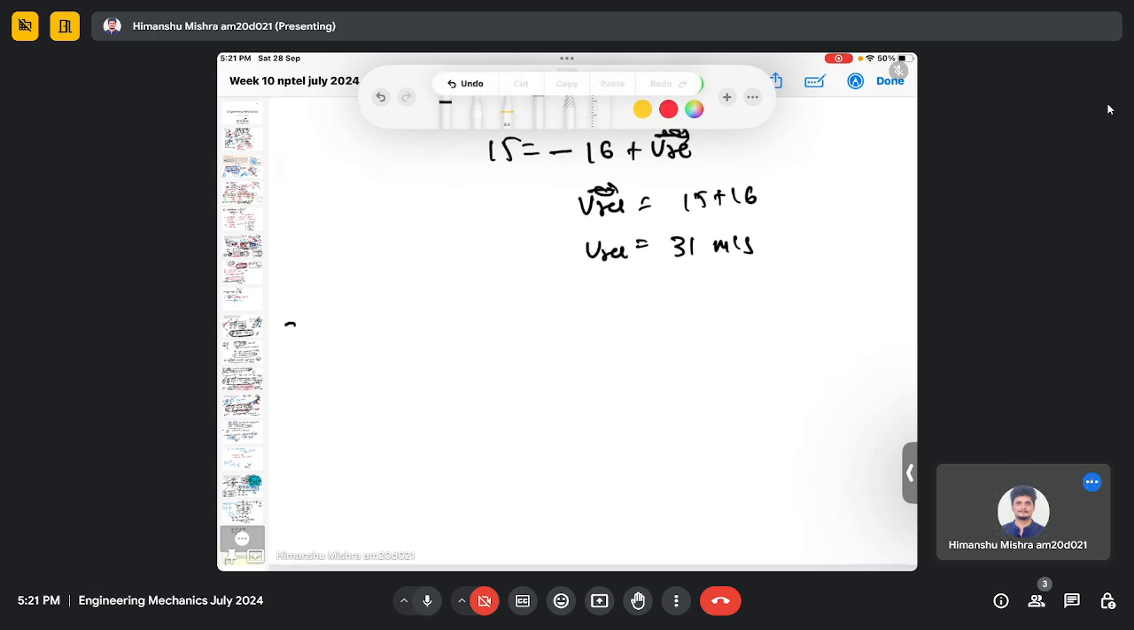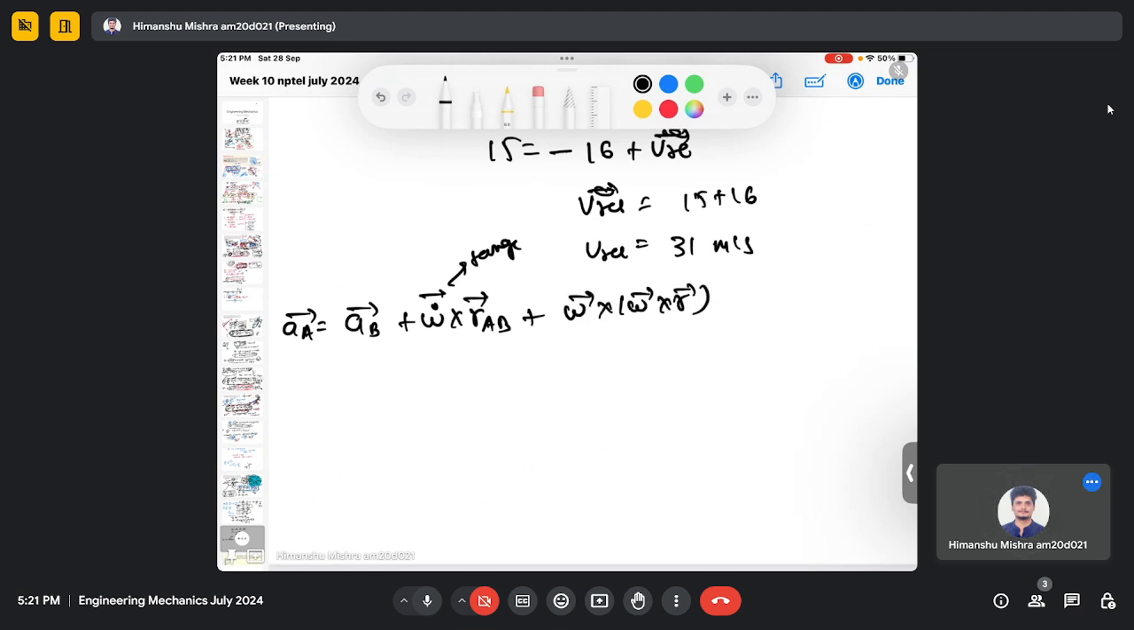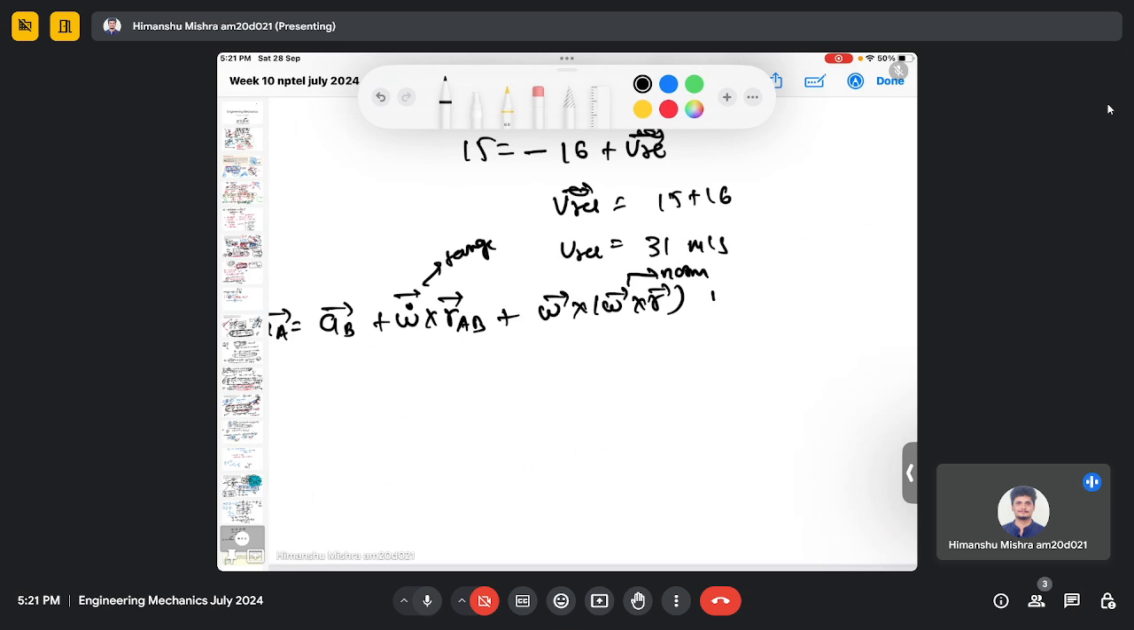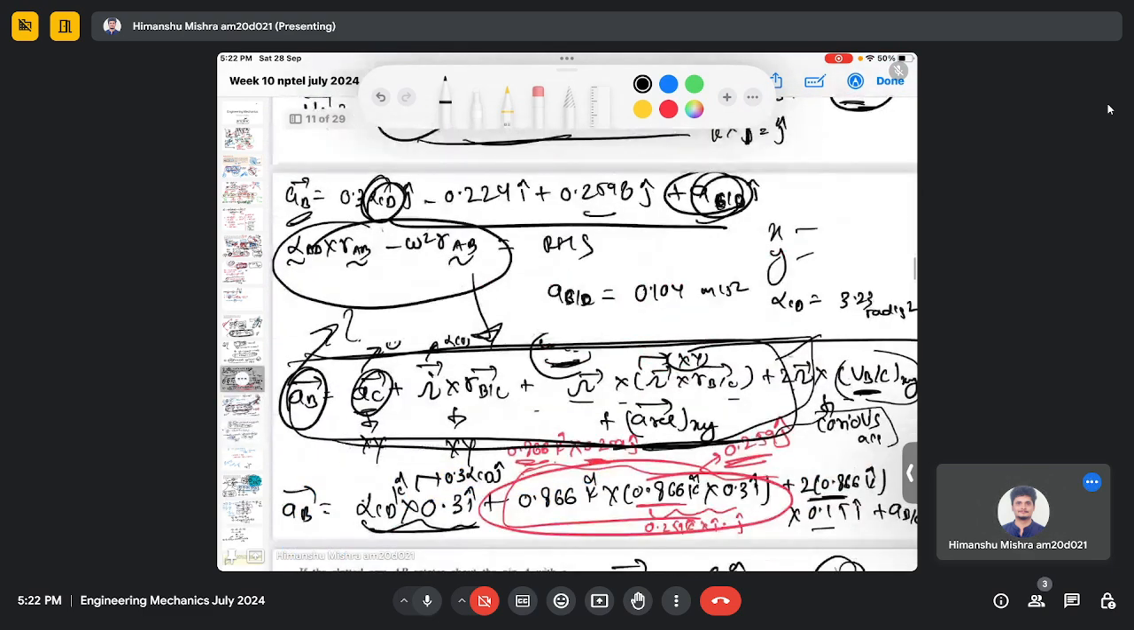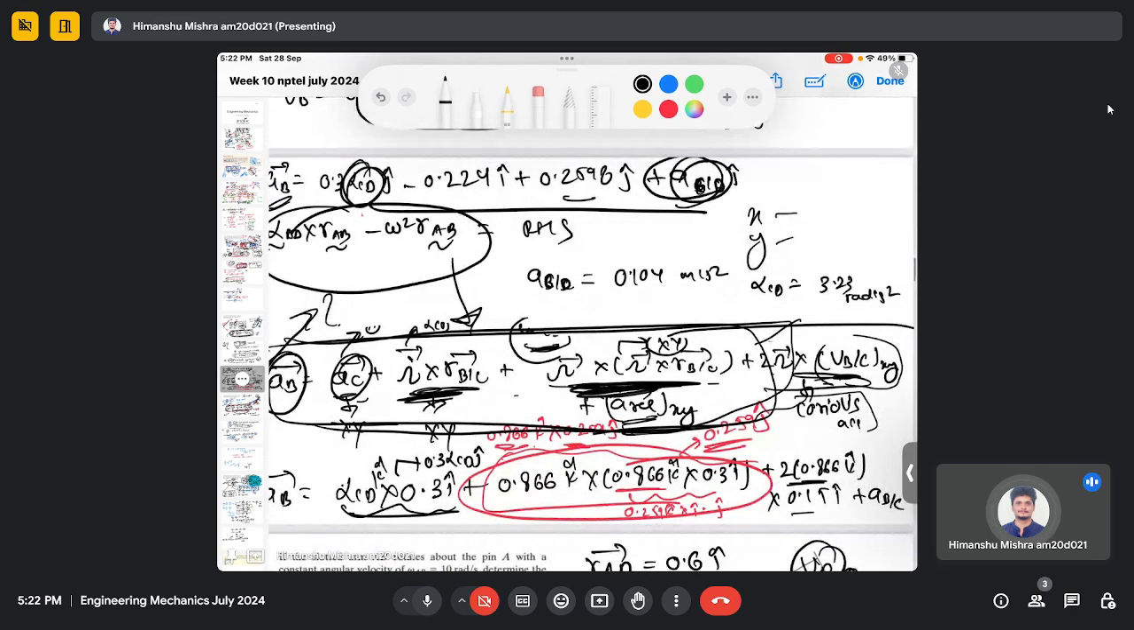So acceleration between point A and B will be acceleration of boat A in the inertial frame, acceleration of boat B in the inertial frame, plus omega dot cross R AB. So this is the tangential component, plus omega cross omega cross R. This is the normal component, plus Coriolis acceleration, plus the relative acceleration that we need to find. Right? So this is the same formula we have used earlier in the question. Here we have acceleration of point, then a tangential component, then a normal, then a Coriolis, and then a relative.